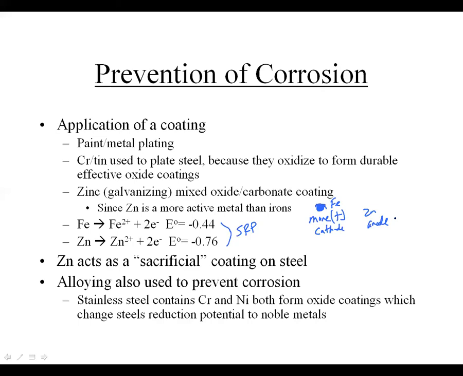You could do some alloying, adding some chromium and nickel, for example, which will change the standard reduction potential of something like stainless steel, making it more like a noble metal. Again, noble metals like gold, as we just saw, will not go through any type of oxidation or corrosion.